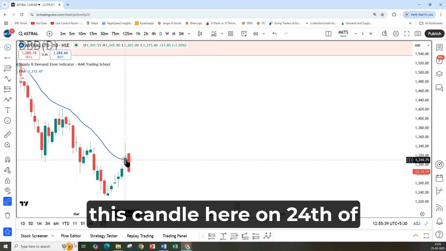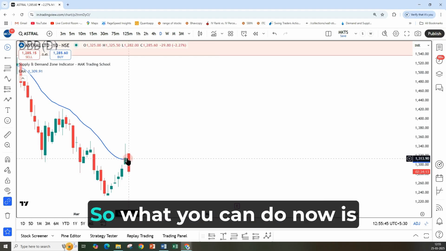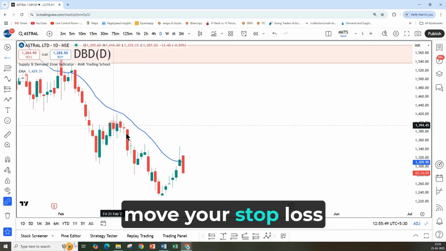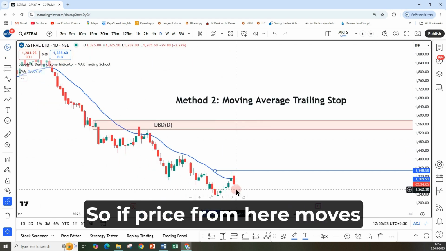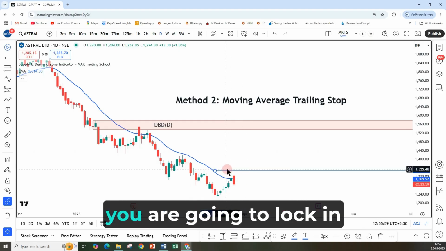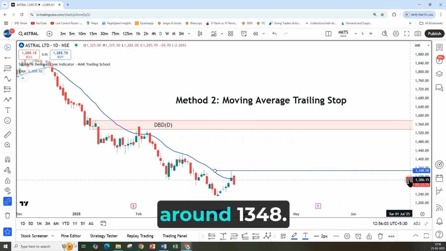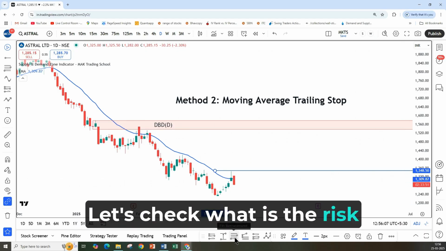Finally, this candle here on 24th of March has closed above the moving average. So what you can do now is move your stop loss above this candle. So if price from here moves up against you, you are going to lock in a very good profit. So you will be exiting around 1348. So you're going to make good risk reward. Let's check what is the risk reward ratio here.